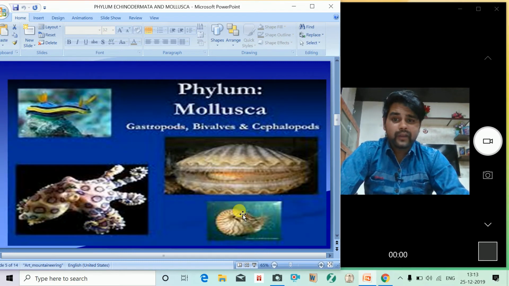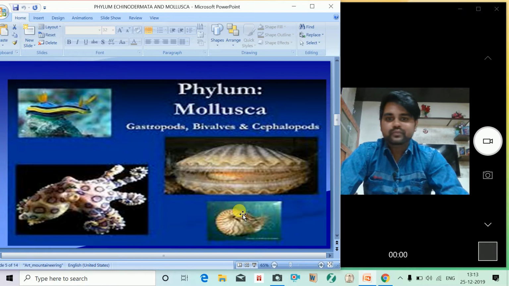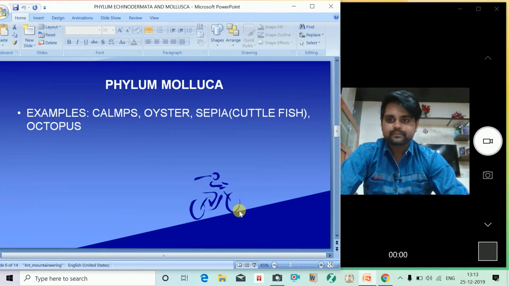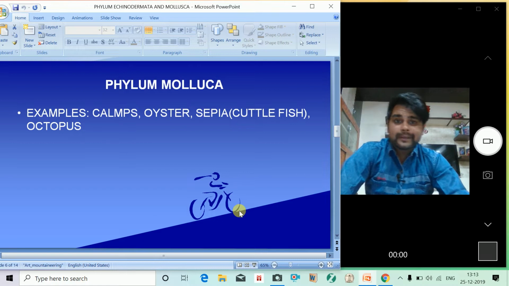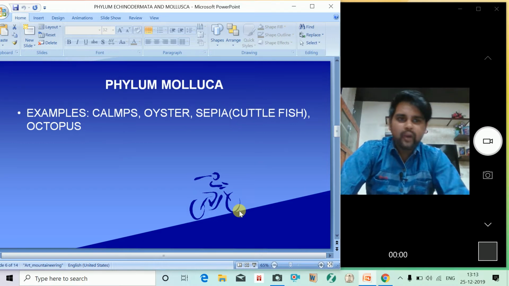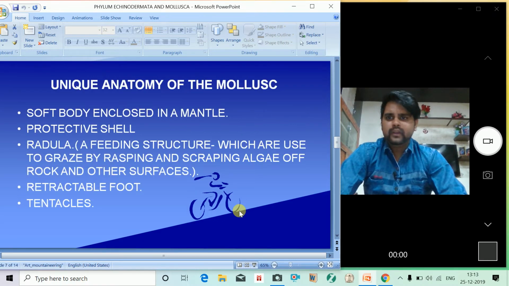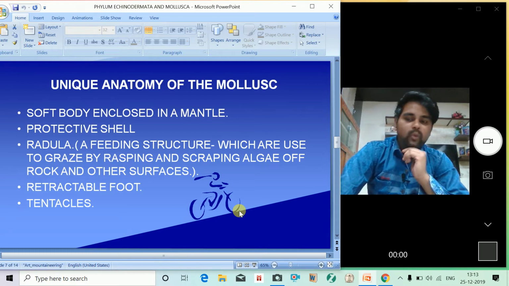Next will be the very interesting phylum Mollusca. It is later divided into three classes: Gastropoda, bivalves, and Cephalopoda. Interesting. We have examples like clams, oyster, sepia, cuttlefish we all know, and the octopus. So what is the unique anatomy of mollusks?